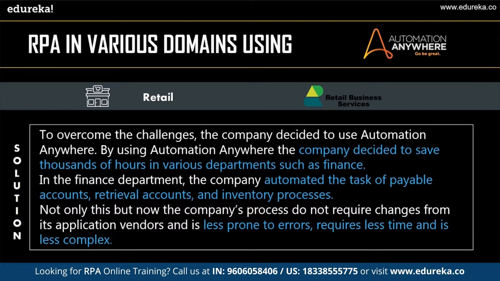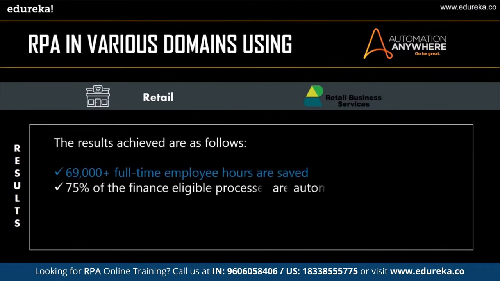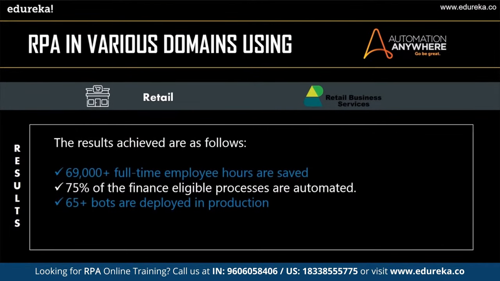Let me tell you that in the finance department, the company automated the tasks of payables, accounts receivable and inventory processes. Not only this, but now the company's processes do not require changes from its application vendors and are less prone to errors, require less time and are much less complex. So the results achieved are what you can see on my screen. More than 69,000 full-time employee hours were saved. Around 75% of the finance eligible processes are automated and more than 65 bots are deployed in production. So that's how, guys, RPA is used in the retail industry.